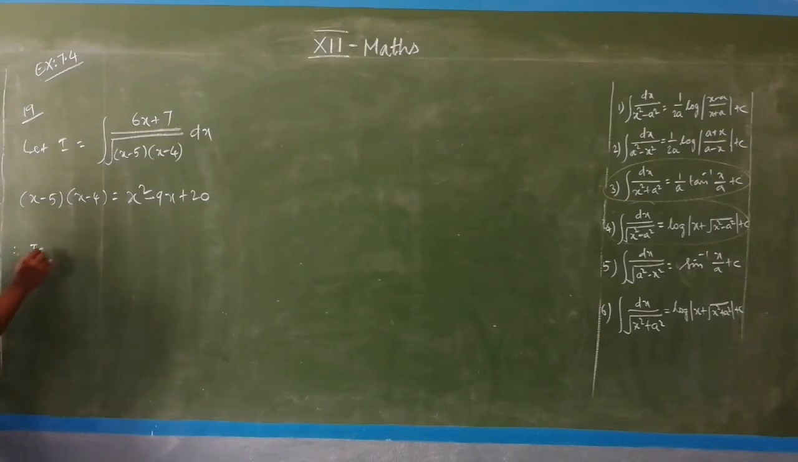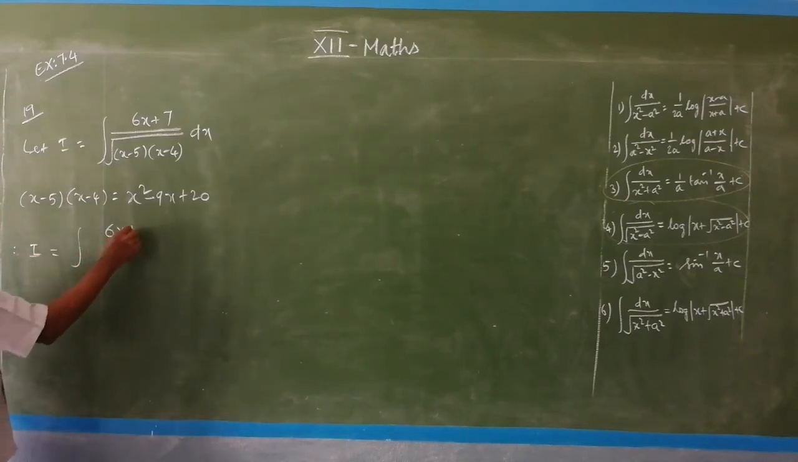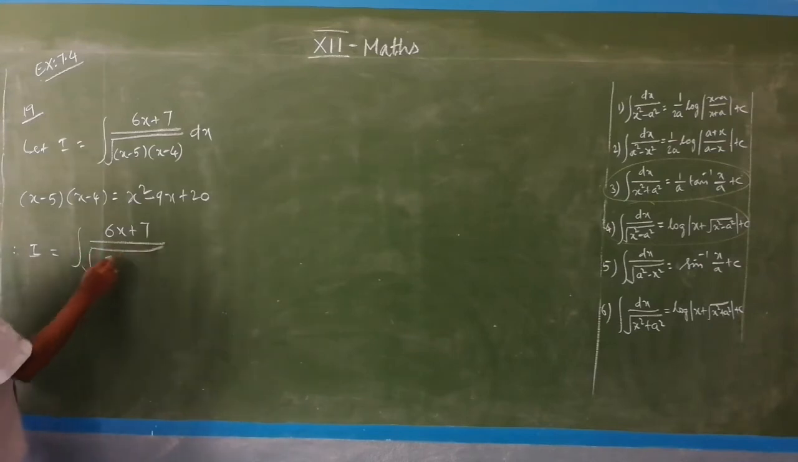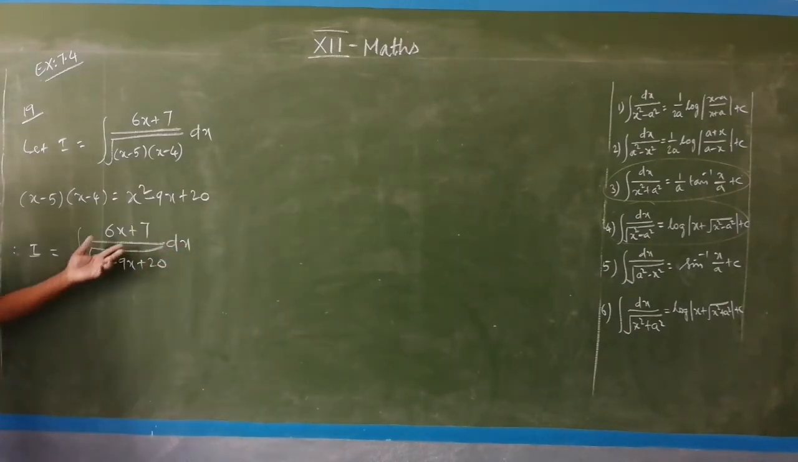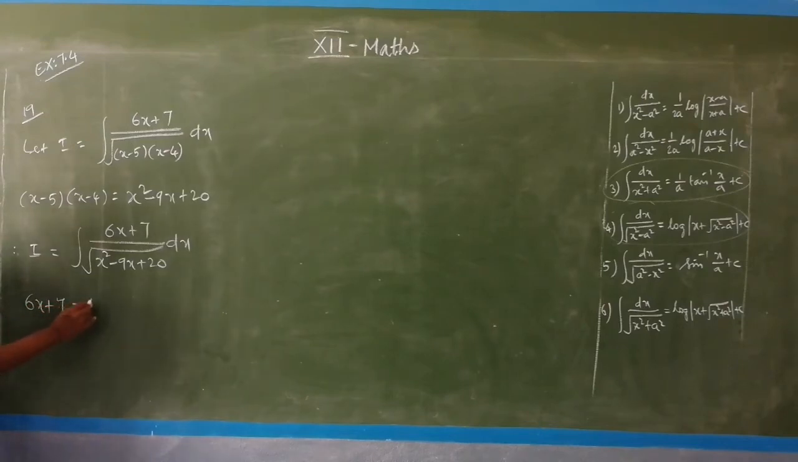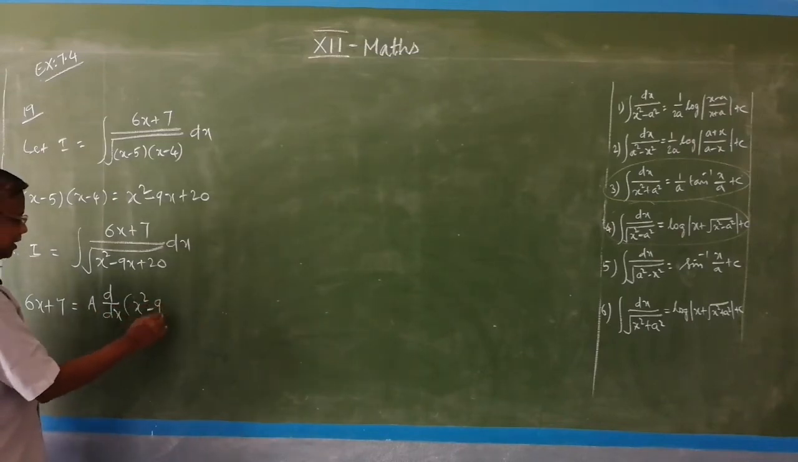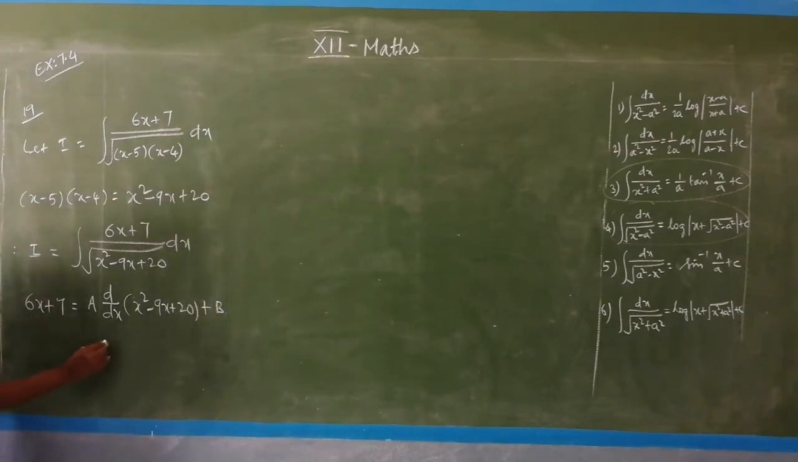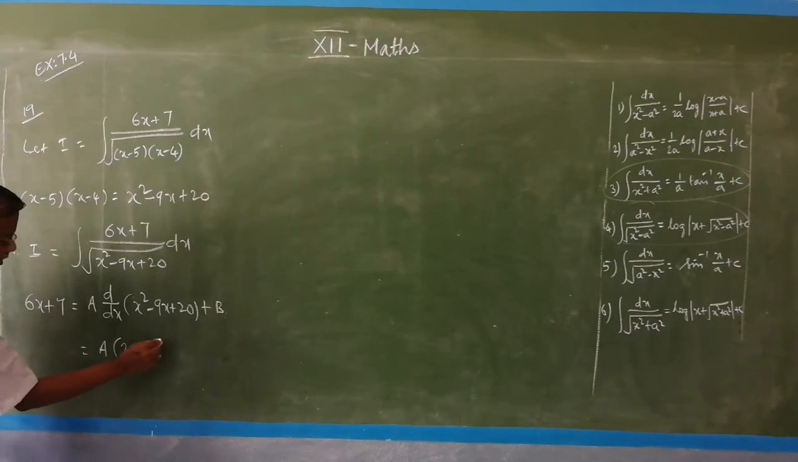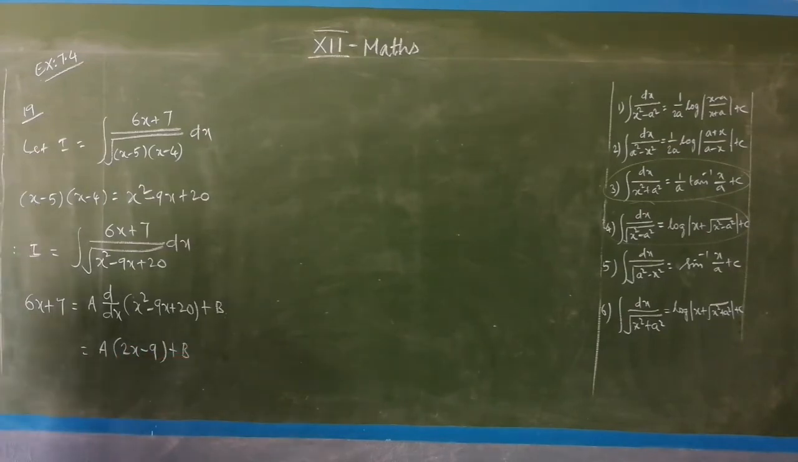Therefore, I can be written as I equal to integral of (6x plus 7) divided by root of x square minus 9x plus 20 into dx. The derivative of the denominator does not match the numerator, so we can use that method. The numerator, that is 6x plus 7, equals a into d by dx of the denominator, that is x square minus 9x plus 20, plus b, which equals a into (2x minus 9) plus b.